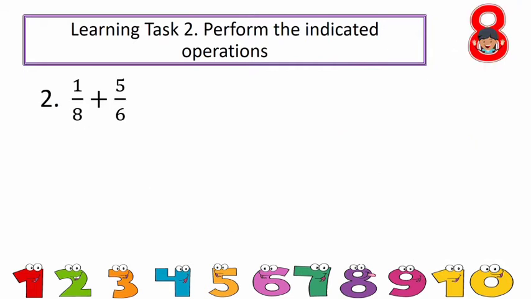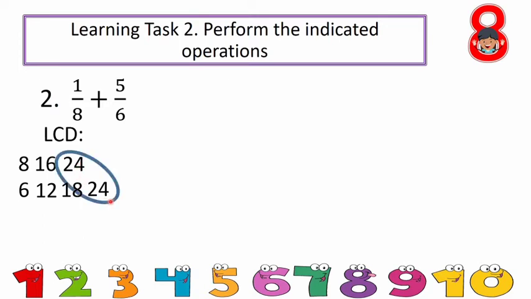Now, let us have number 2 example. We have 1 over 8 plus 5 over 6. Again, these are dissimilar fractions, so we have to get the LCD. So we may use the multiples. Multiples of 8, we have 8, 16, 24. And then the multiples of 6, we have 6, 12, 18, and 24. So we will stop with 24 because we already have the same multiple of 8 and 6, which is 24.